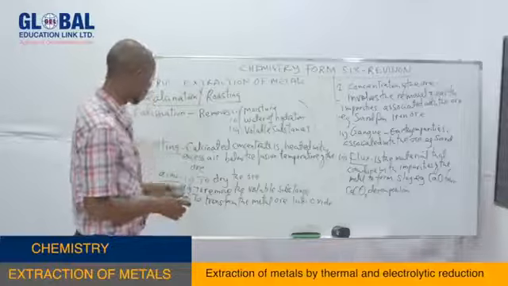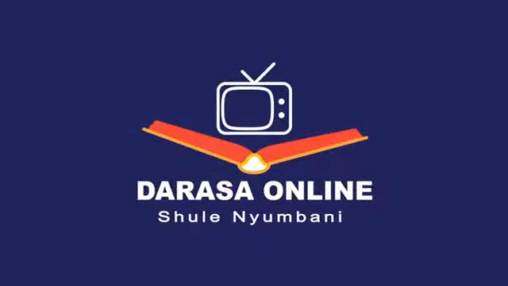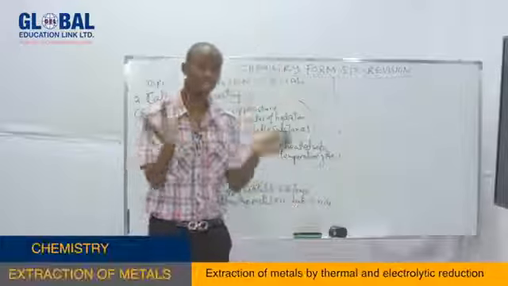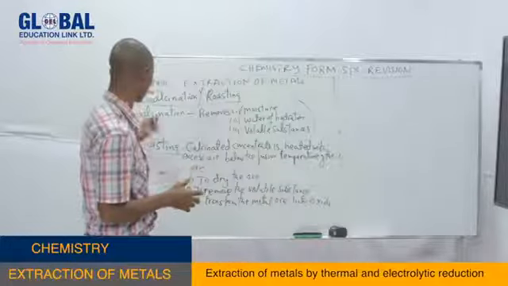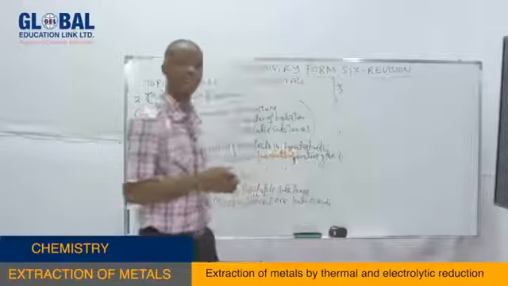Now from this one, we can go to the other step. You are watching Darasa Online. After calcination and roasting, what happens next? We go to the third one. The third one is reduction.